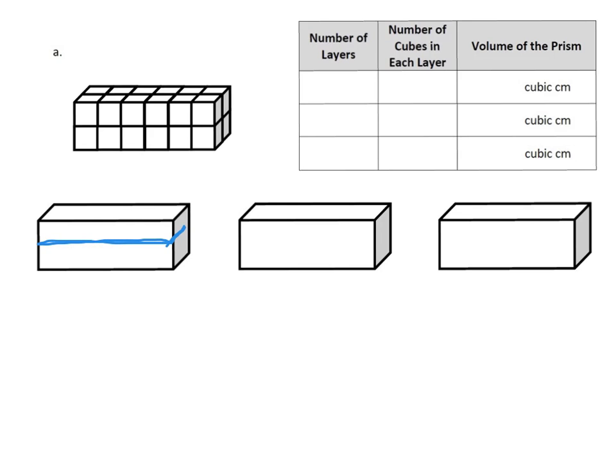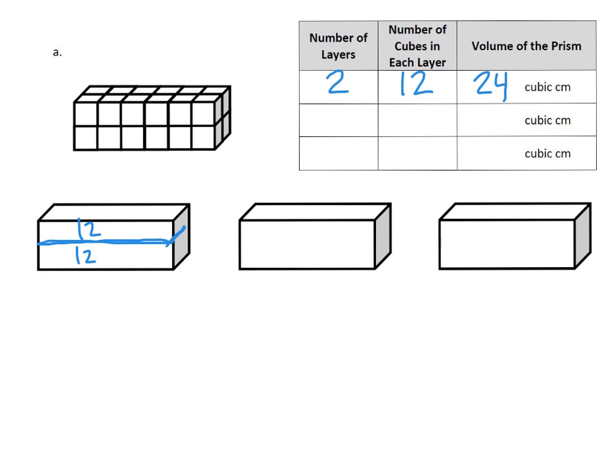Okay, in this case, I have 1, 2, 3, 4, 5, 6 across, 2 rows of 6, so I have 12 in the base layer and 12 in the top layer. So coming up to my table, I have 2 layers, 1, 2. Each layer has 12. 2 layers of 12 is 24 cubic centimeters.